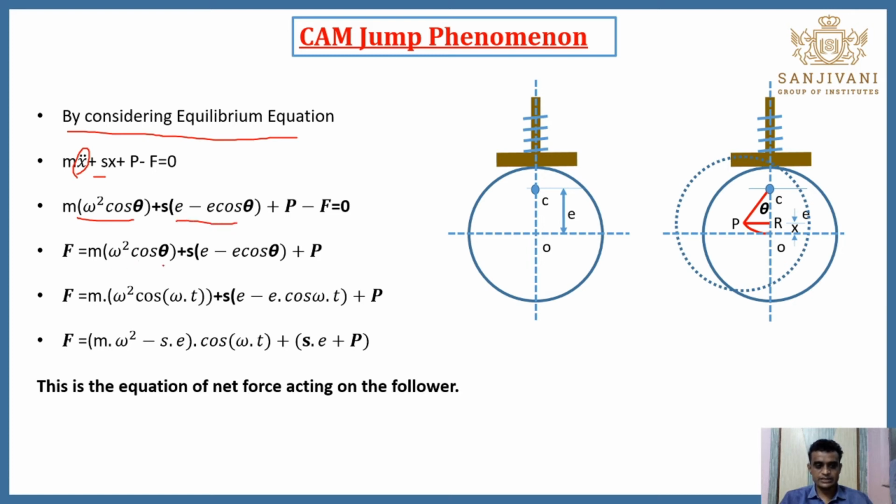By rearranging this term and taking cos theta as a common term, we get (m omega square minus s) E cos omega t plus s E plus p. This is the net force acting on the follower by the cam.